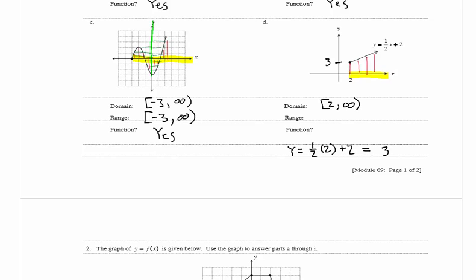And for the range, we're going to have horizontal lines starting at 3, and with our arrow, we're going up forever. So when we shade our y-axis, we're going to shade from 3 up forever. So our range in interval notation is 3 to infinity. And if we were to draw a vertical line anywhere on this relation, we would pass the vertical line test. So we do have a function, yes.